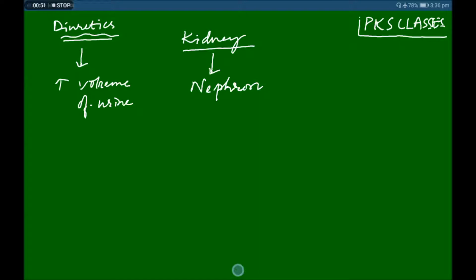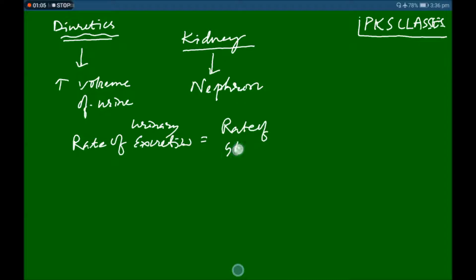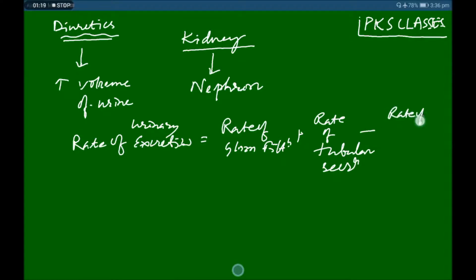And we know the rate of excretion. Here we can say the rate of urinary excretion is equal to the rate of glomerular filtration plus the rate of tubular secretion minus the rate of selective reabsorption.